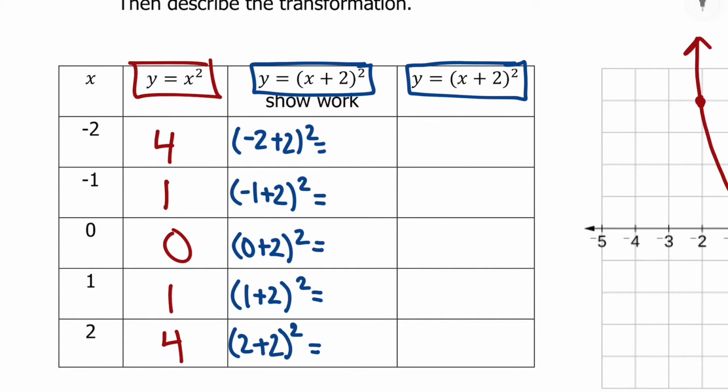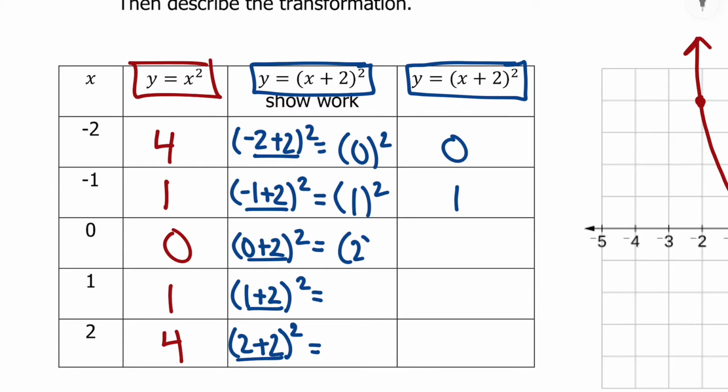Once you've written that all down, I'm just going to do the inside part and then I'll square it after. So -2 plus 2 is 0 squared, which is 0. -1 plus 2 is 1 squared, which is 1. And it's okay if you're using a calculator for this stuff, but just to move things along, because today is a shortened day, and because I'm not there, I just want to make sure that we're getting everything we need down. So 0 plus 2 is 2, and then squared is 4. 1 plus 2 is 3, and then squared is 9. And then 2 plus 2 is 4, and then squared is 16.